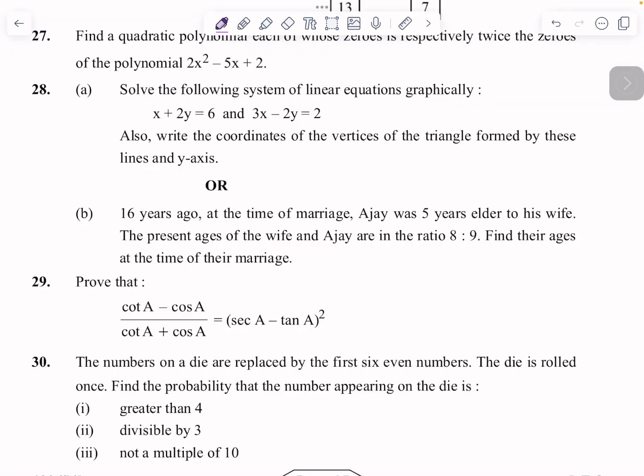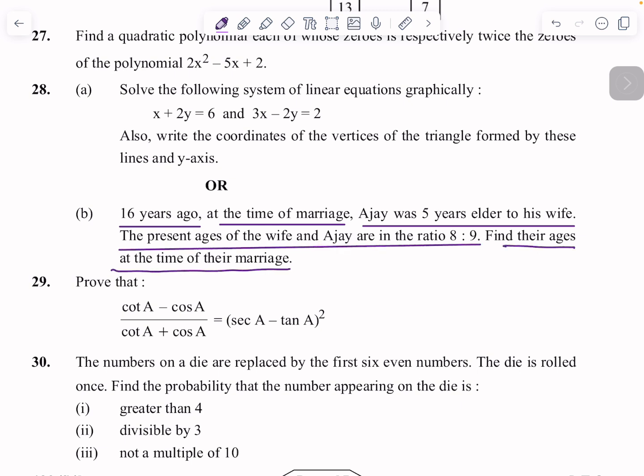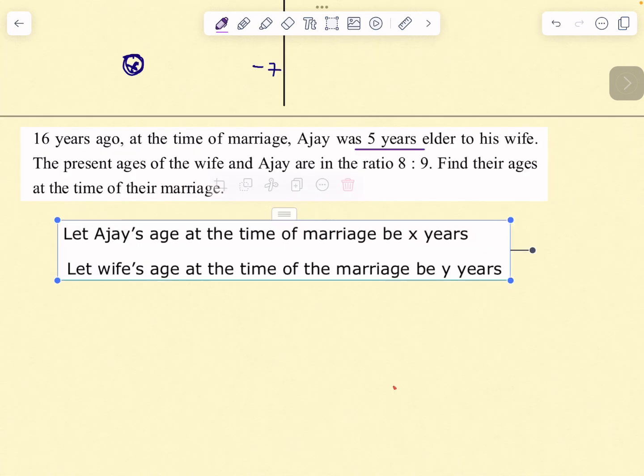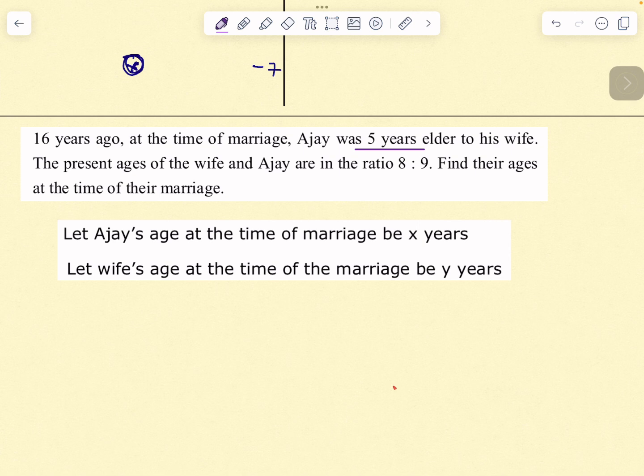Question number 28 B. 16 years ago, at the time of marriage, Ajay was 5 years elder to his wife. The present ages of the wife and Ajay are in the ratio 8:9. Find their ages at the time of their marriage. Let Ajay's age at the time of marriage be x years, and let his wife's age at the time of marriage be y years.